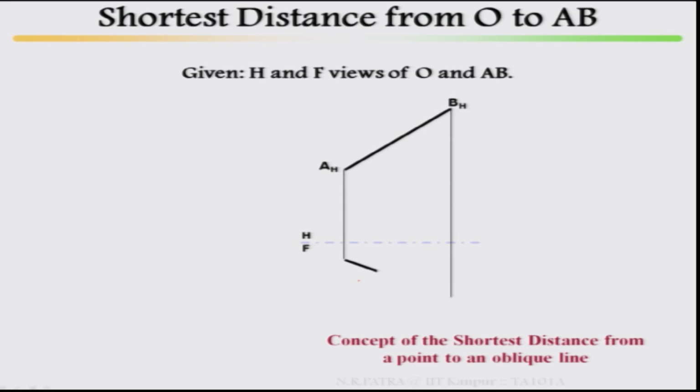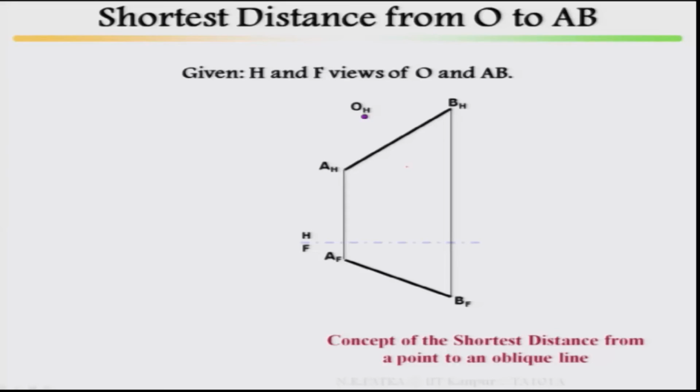This is your oblique line, then there is a point. How do you know that? In space, this point and this line will be somewhere else. How do you say that it is the shortest distance? That means this line has to be converted to true length. Then bring back this point to that plane, then draw a perpendicular, so that you can say that this is your shortest distance.